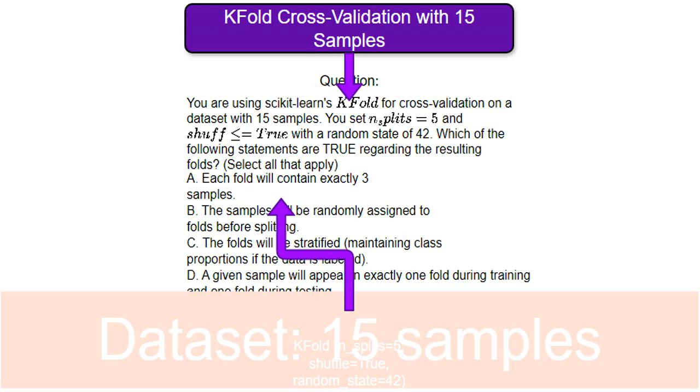I have only 15 samples in my dataset. This is an important piece of information to consider when thinking about how my data is split into folds and how many samples each fold will have.